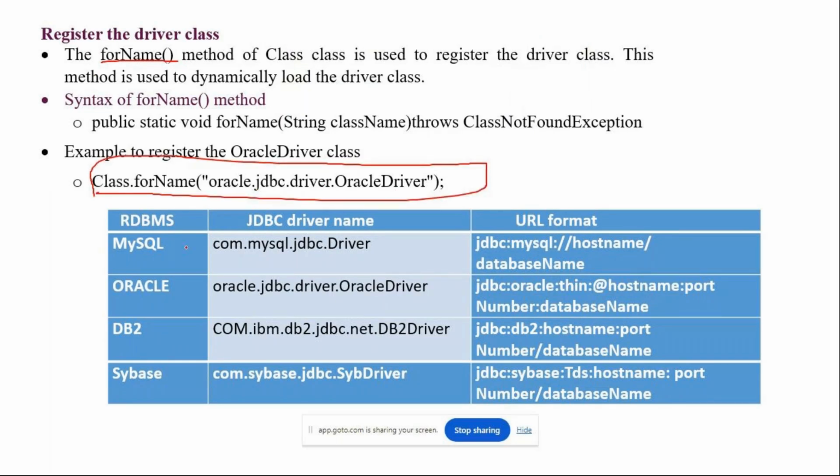oracle.jdbc.odbc.OracleDriver. You have different types of drivers. If it is MySQL, you have to use this URL. If your driver is Oracle, you have to use this URL. If your driver is DB2, you have to use this URL. You have to use the appropriate URL according to your backend.